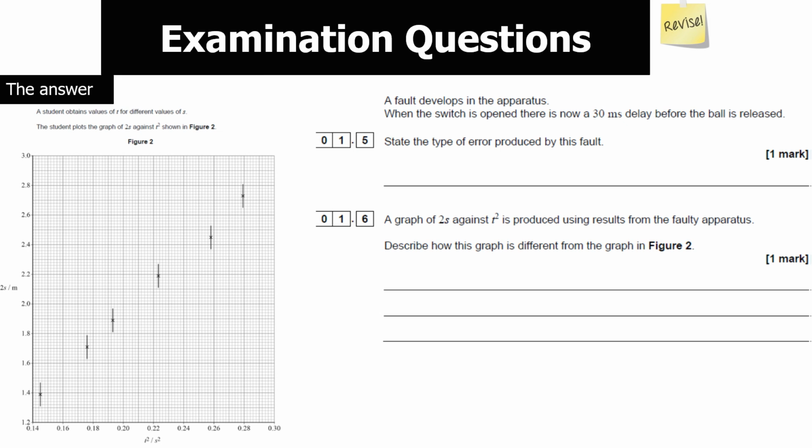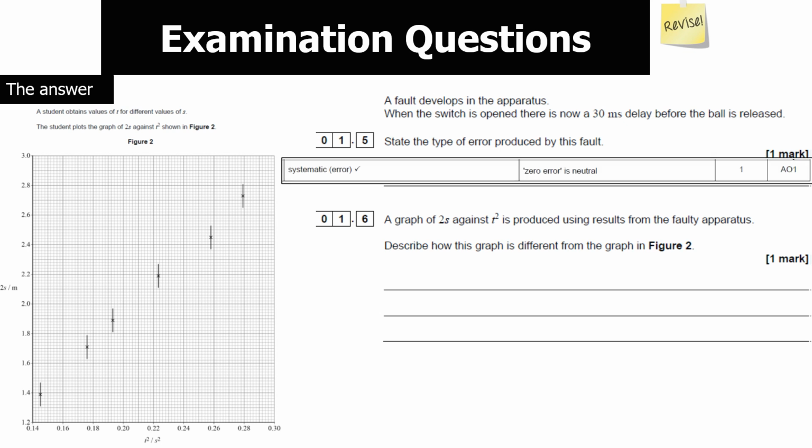Right, it's very important to know the two types of errors. An error which is the same for every measurement is called a systematic error, and an error which varies for measurements is called a random error. Because you've got the same error each time, a 30 millisecond delay, it must be a systematic error.